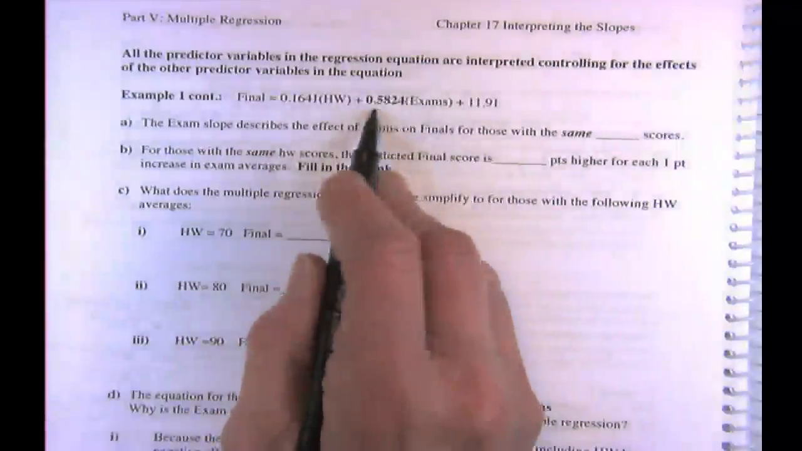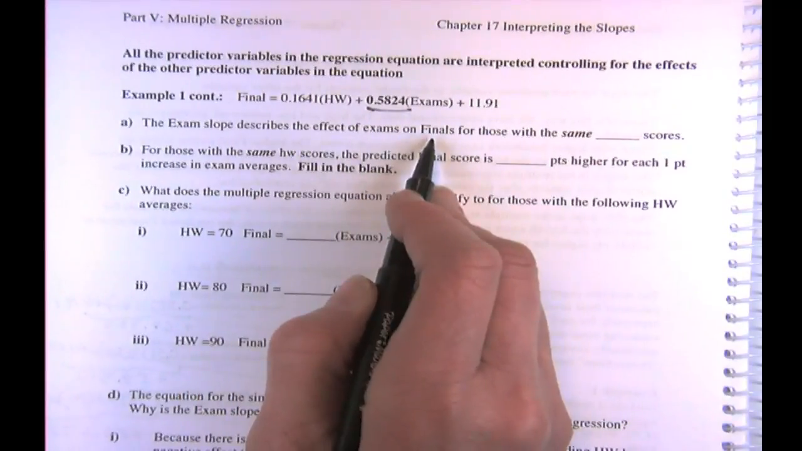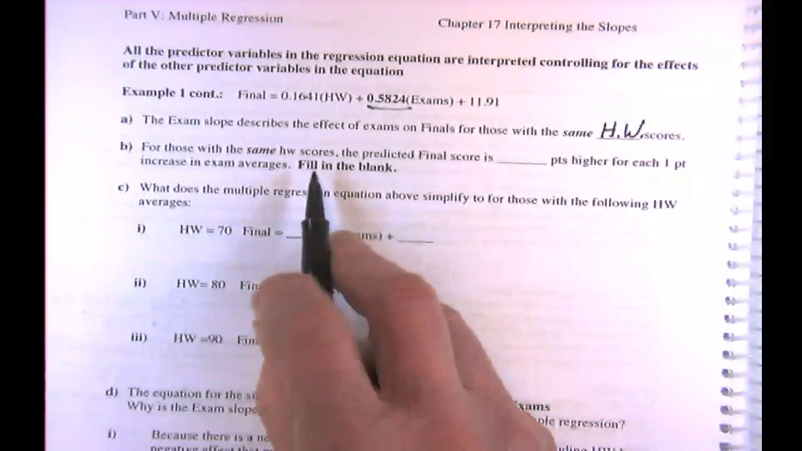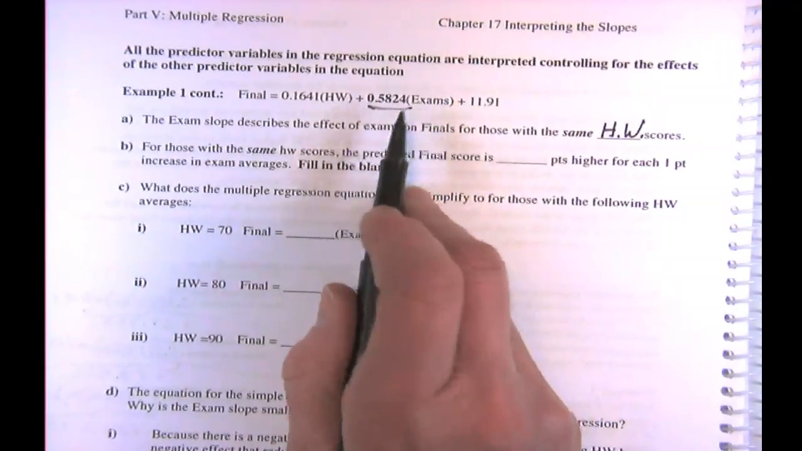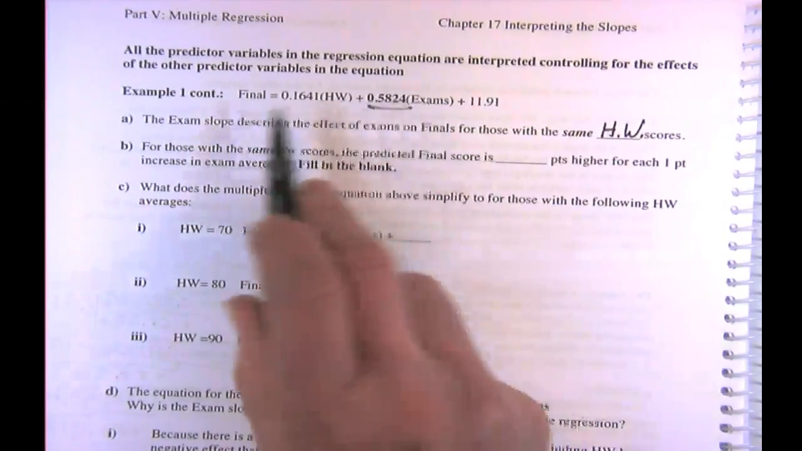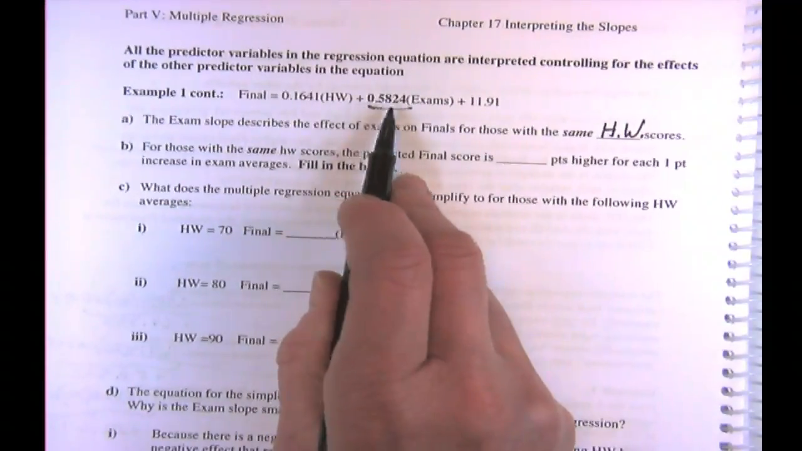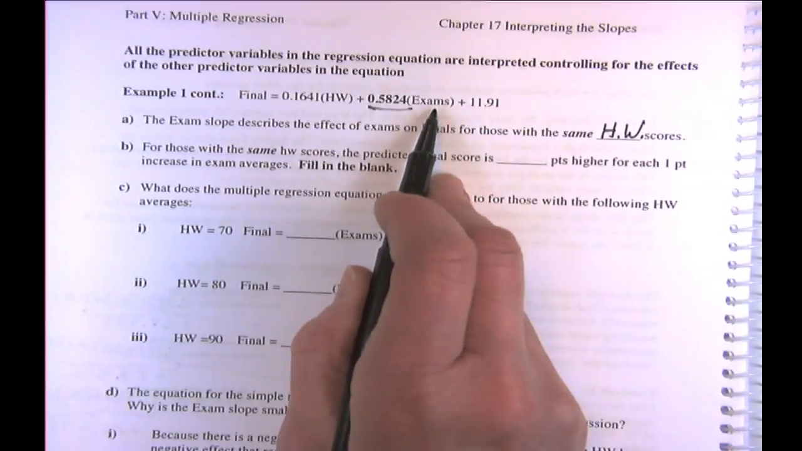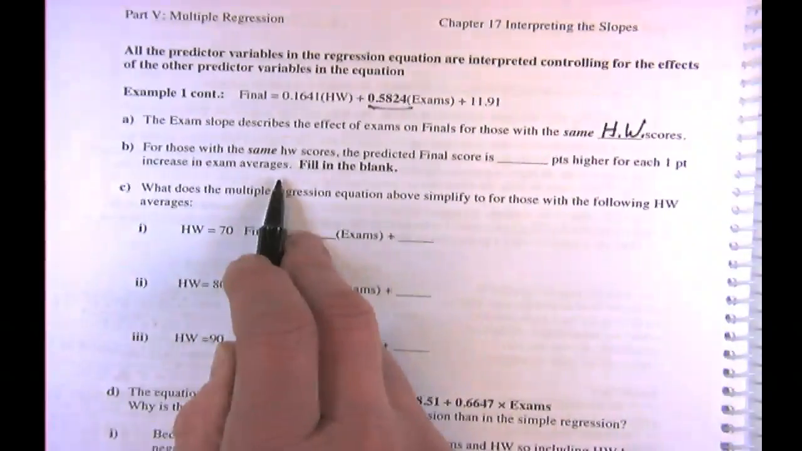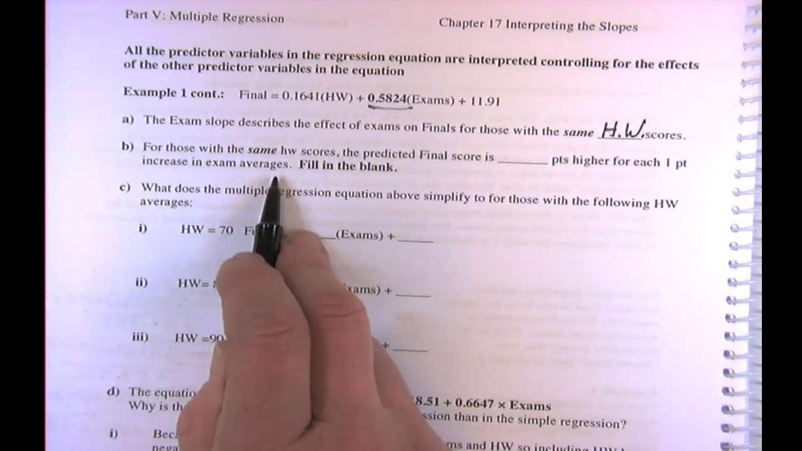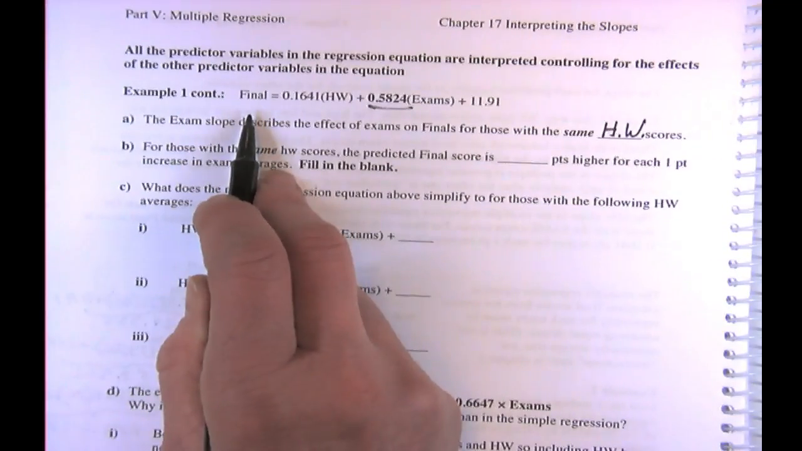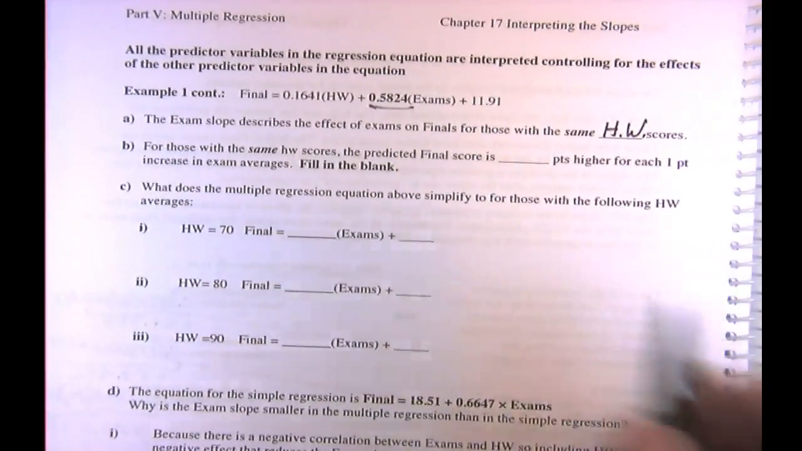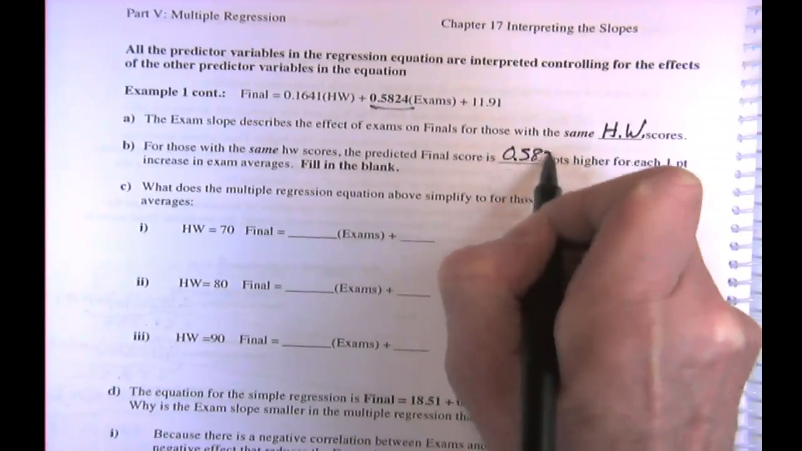So the exam slope here describes the effect of exams on finals for those with the same what? Same homework scores. And for those with the same homework scores, this slope tells you that the predicted final score is 0.5824 points higher for each additional point, for a 1-point increase in exam averages. So that's, on the average, how much do people's finals increase for each additional point they gain in their midterms? And the answer is, on the average, it's that. That's what that slope means.